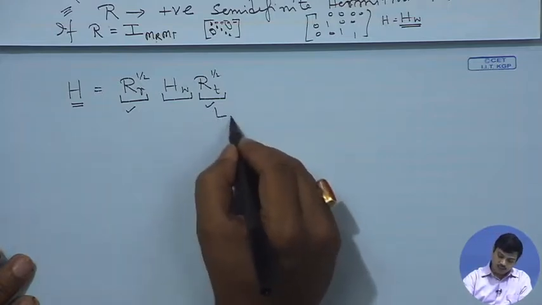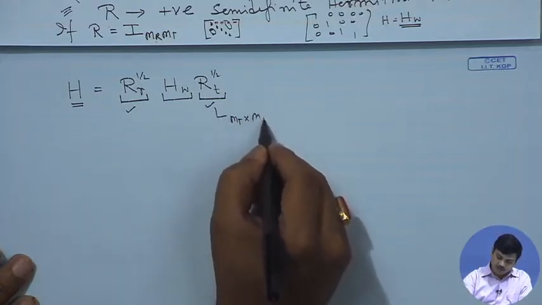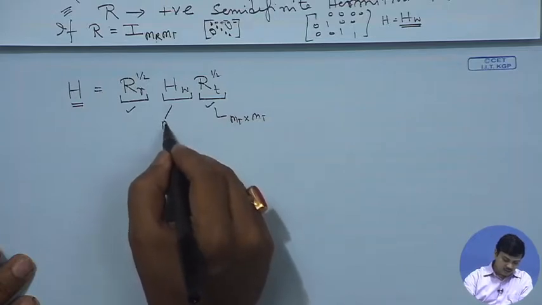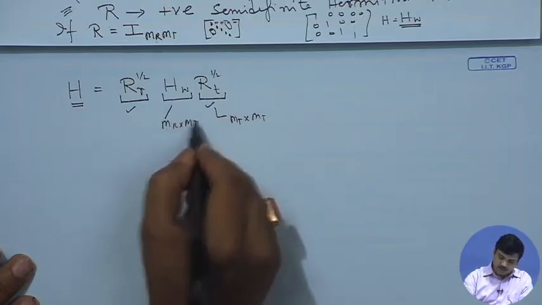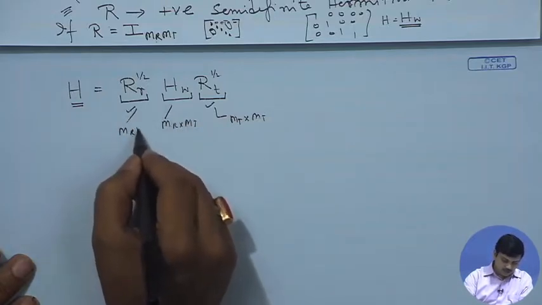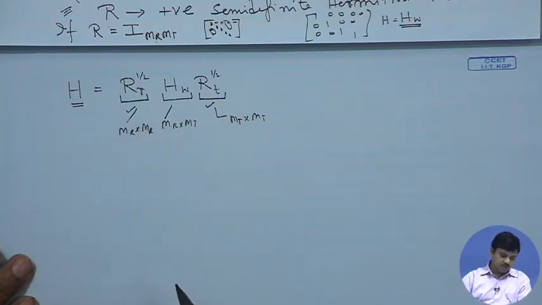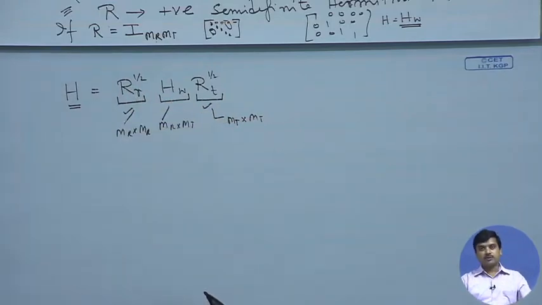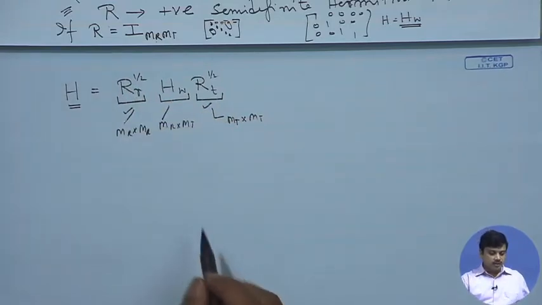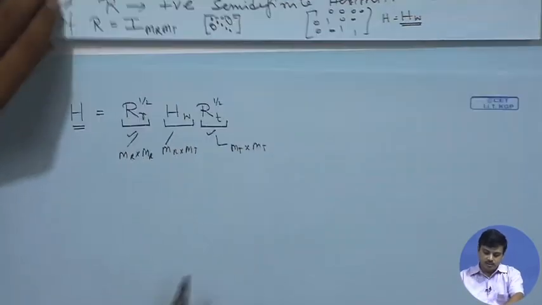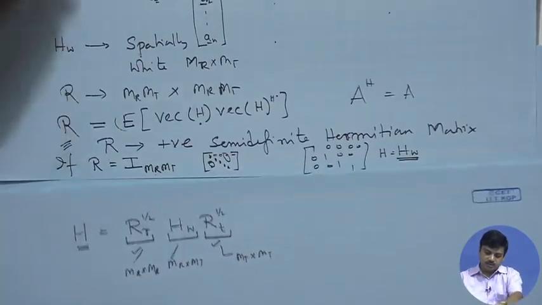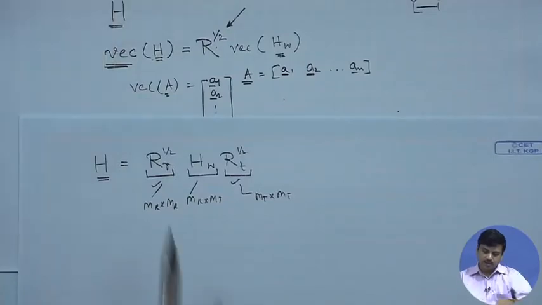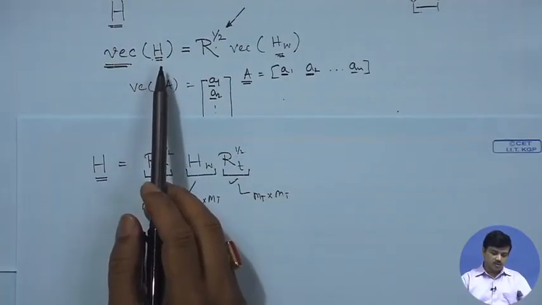So, R_T is the MT cross MT covariance matrix, this is MR cross MT, and this is the MR cross MR covariance matrix. Since these are covariance matrices, these are again positive semi-definite matrices. So, we can use this method or this method to arrive at H, which would have spatial correlation.